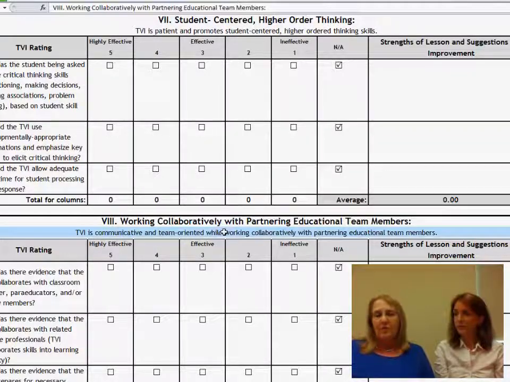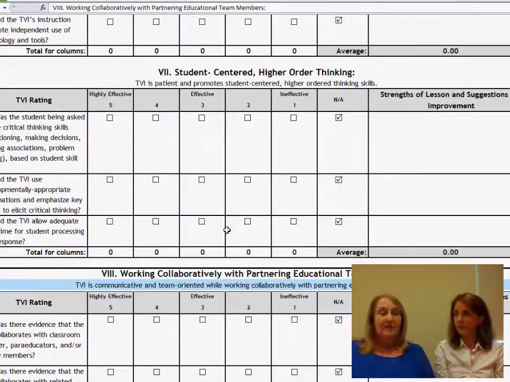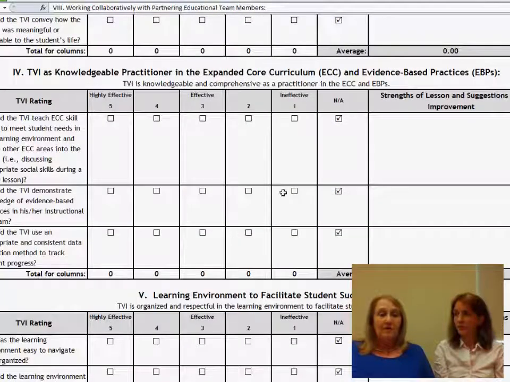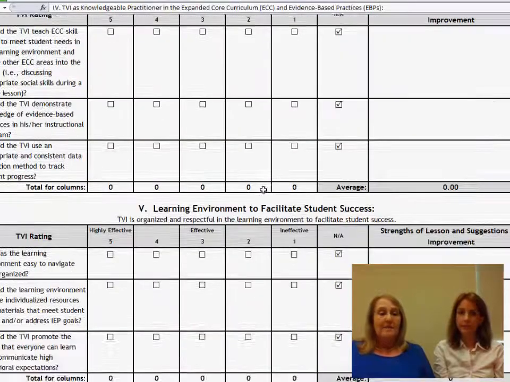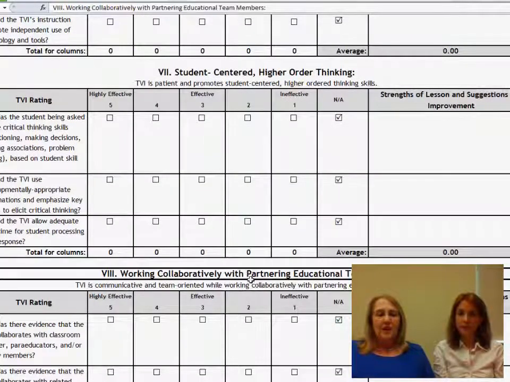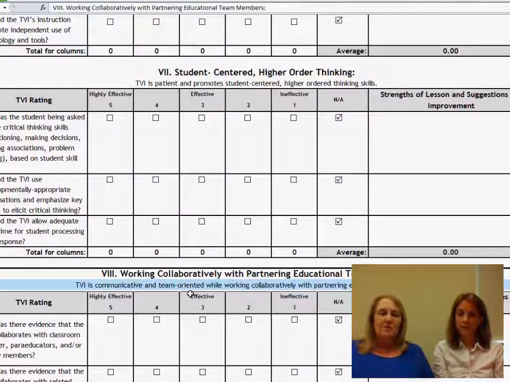The ones that are probably a little bit more unique to our TVI role is understanding and teaching the ECC effectively and using technology and tools, just because so much of what we do is around assistive technology. And then collaboration, of course, is a huge piece of what we do as TVIs. But even within those categories, you'll see that there are some little bit more specific things that are unique to working on specific skills with our students. But these are the large areas that embrace what an effective lesson should include.